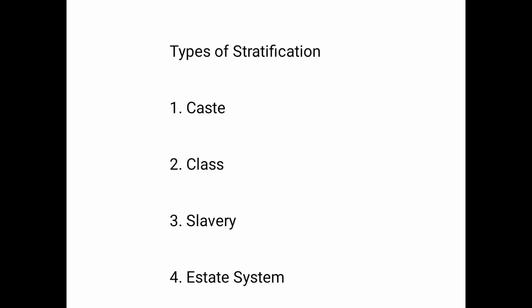Types of stratification. There are four main types of stratification systems: caste system, class system, slavery, and estate system. Let us briefly discuss each of them.